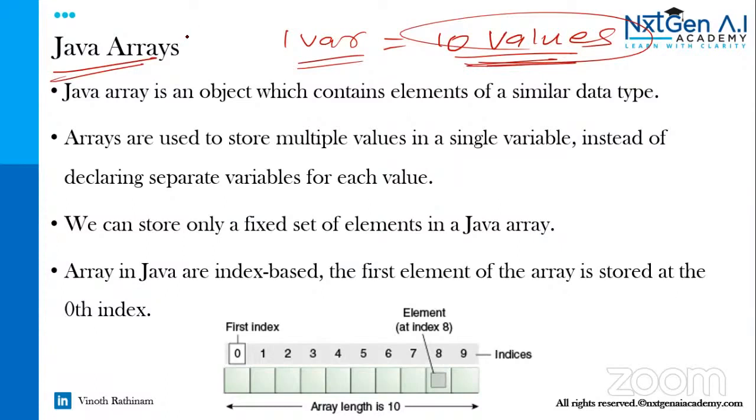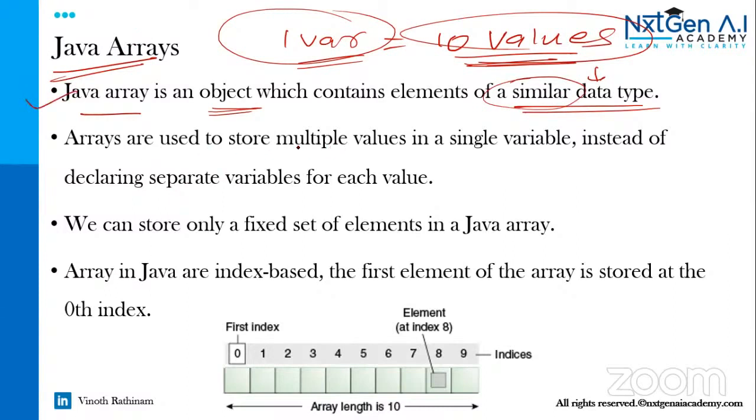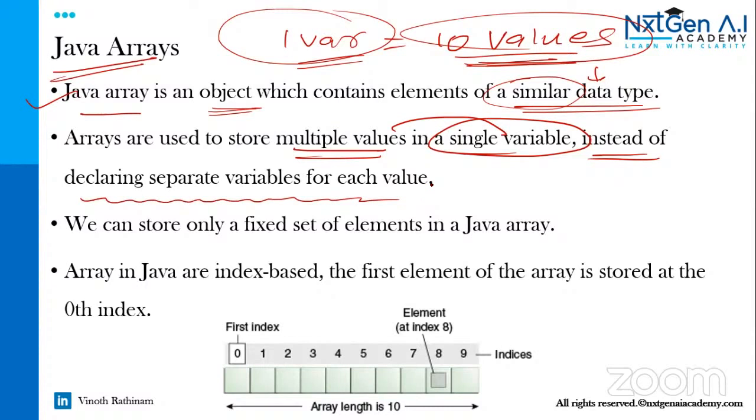The old traditional method is one variable, one value. Now this is an upgrade for easy memory management. In just one variable, you can use many values. So a Java array is an object which contains elements of similar data type. Either all string, all integer, or all float. It is used to store multiple values in a single variable instead of declaring separate variables for each value. And we can store only a fixed set of elements in a Java array.